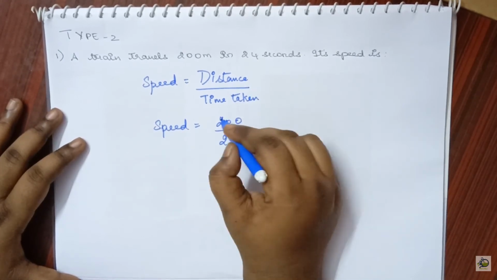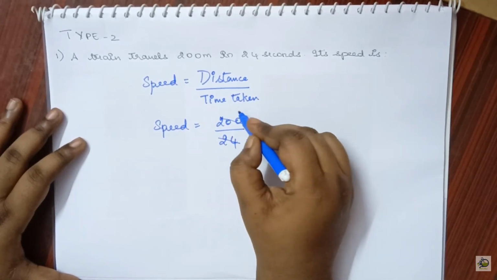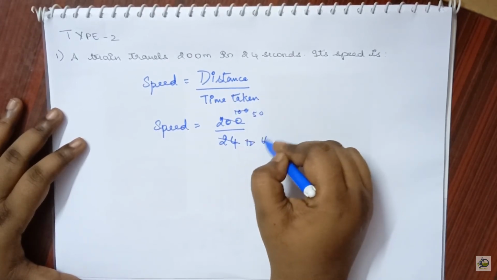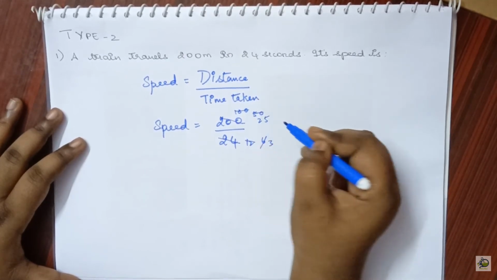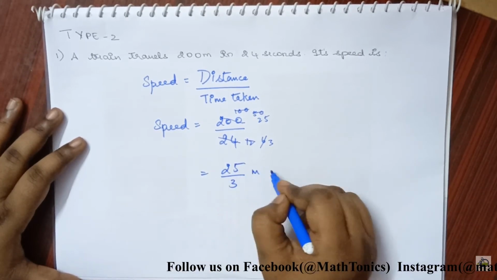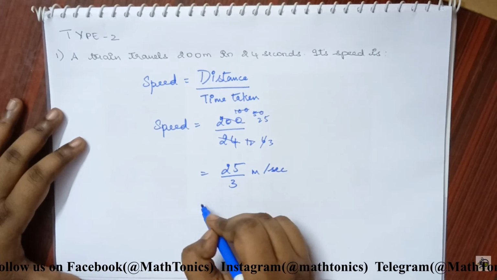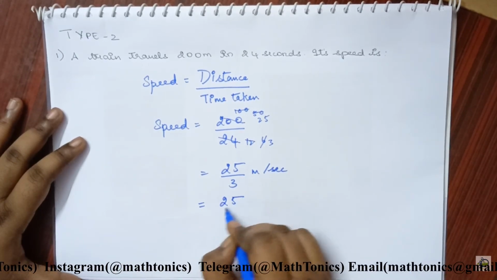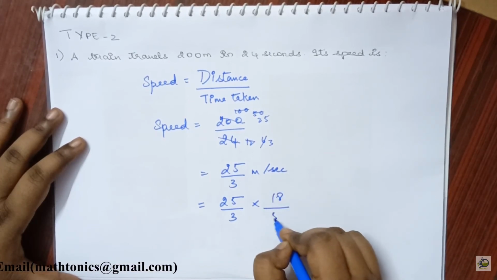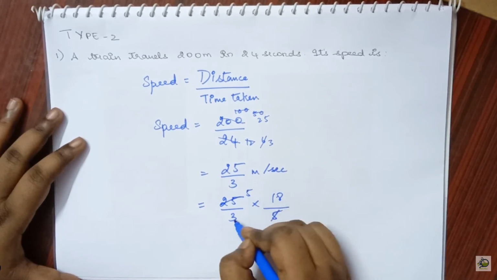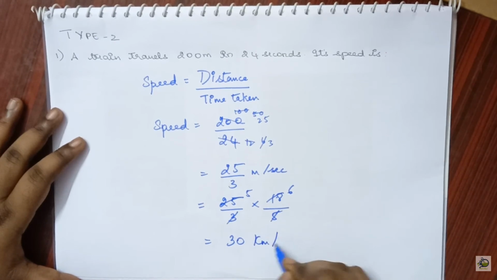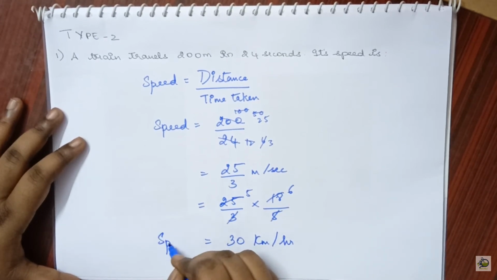When we cancel these both, we get 25 by 3 meter per second. We can also write it in terms of kilometer per hour as 25 by 3 into 18 by 5. So this is 5 times and this is 6 times. So 30 kilometer per hour is the speed of the train.